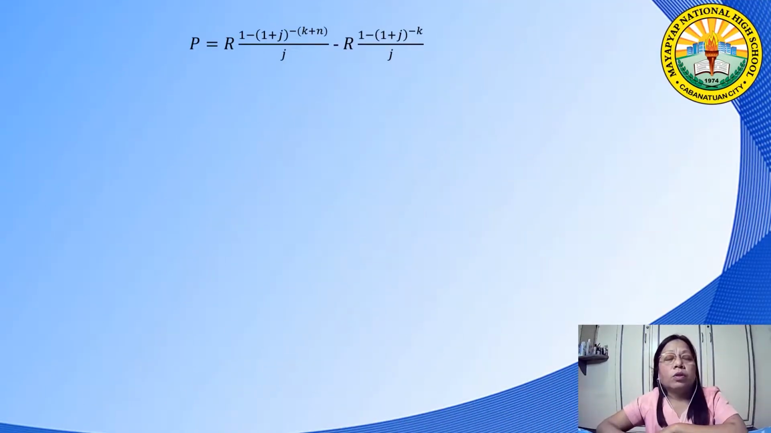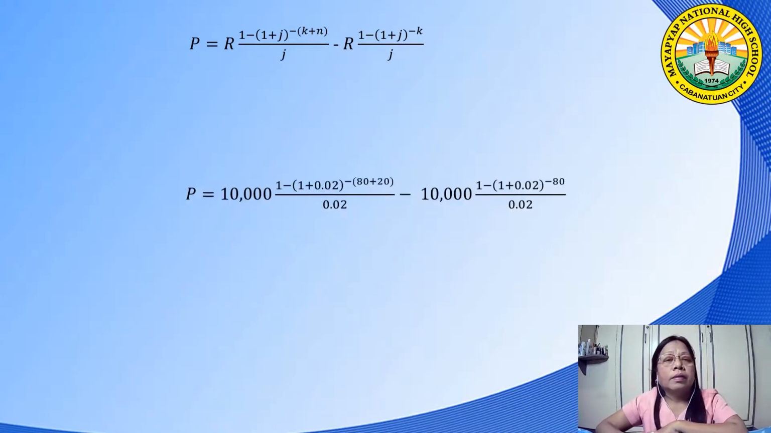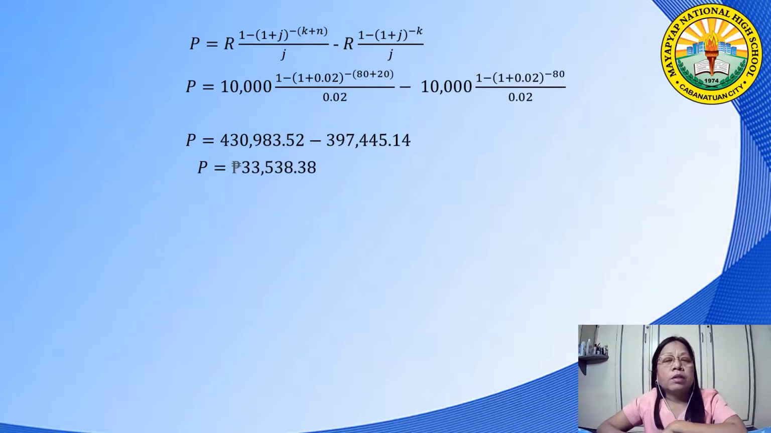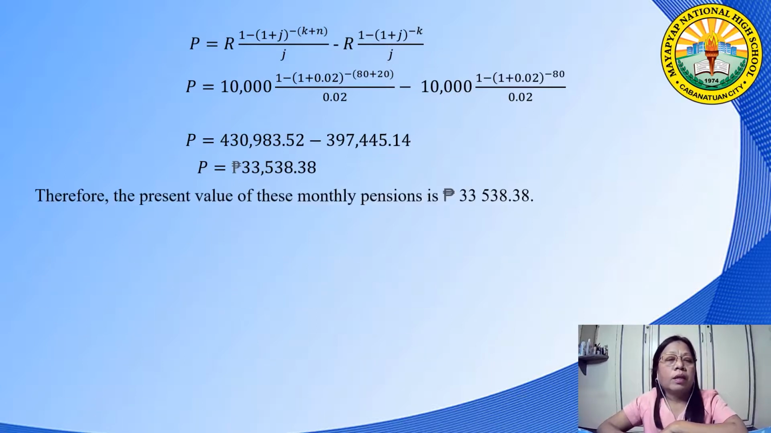So using the deferred annuity formula, replacing all the given values, so P equals 33,538.38. Therefore, the present value of this pension is 33,538.38.